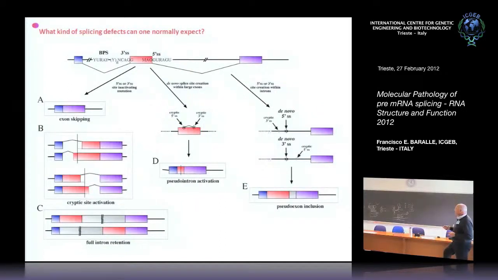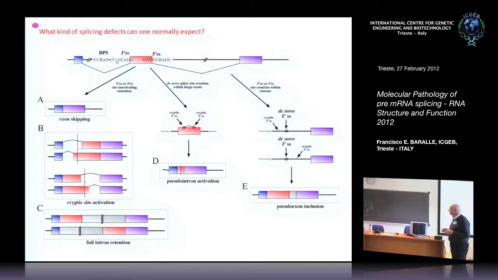I mean, if you have a given exon and there is a mutation in the AG at the 3' splice site, or in the GU at the 5' splice site, you may have exon skipping. But if there is a variation here that generates a new 5' splice site, you may have a cryptic 5' splice site that is used, or a cryptic 3' splice site. And that may put the protein out of phase, may add a few amino acids that affect the folding of the protein, and so on and so forth.